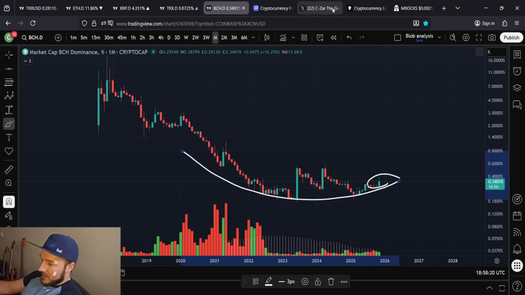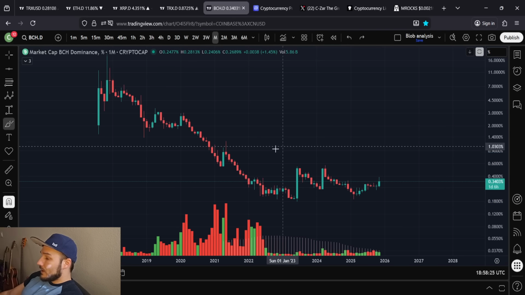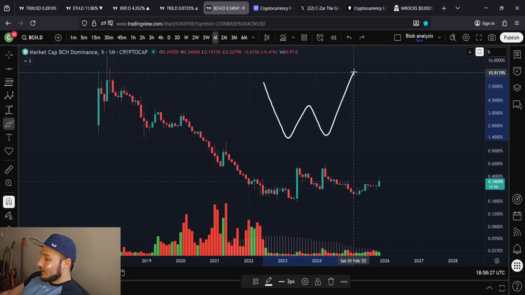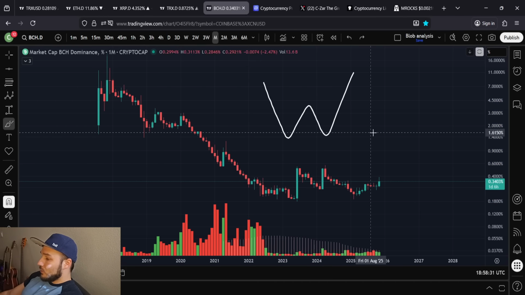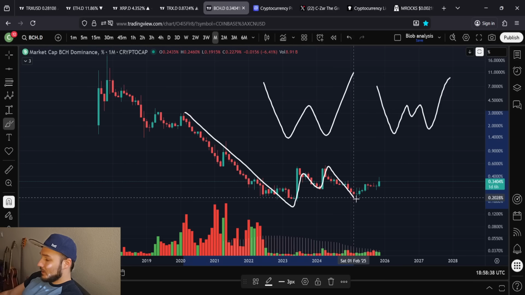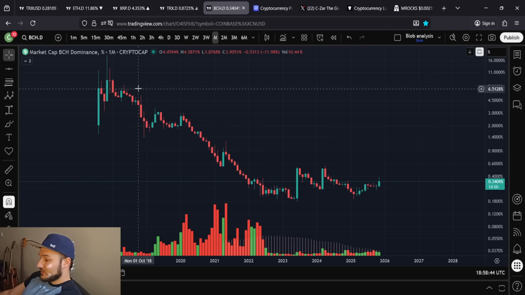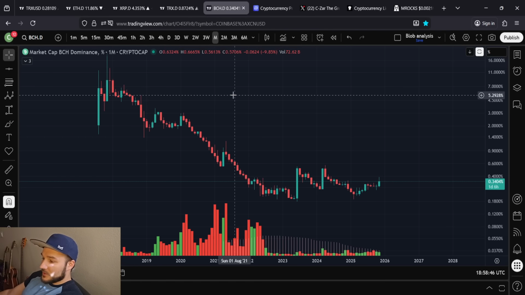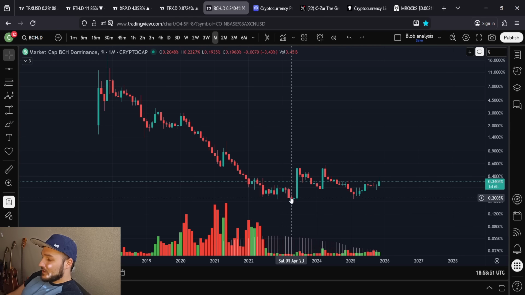Rounded bottoms, frying pans, saucer patterns, double bottoms. Double bottoms, not just a W pattern, right? Not just a W pattern here, but a W with an M in the middle of it, right? You see the difference, right? You've got that here, W with an M in the middle of it. These tend to be more powerful in my experience. And I've got 10 years of experience. That's not that much experience compared to some people in the space, not in the crypto space, but in the charting world. But 10 years, you know, I've been around for a little while now doing TA.